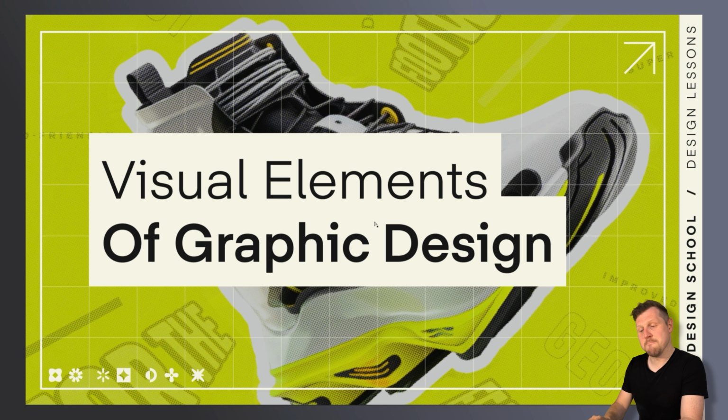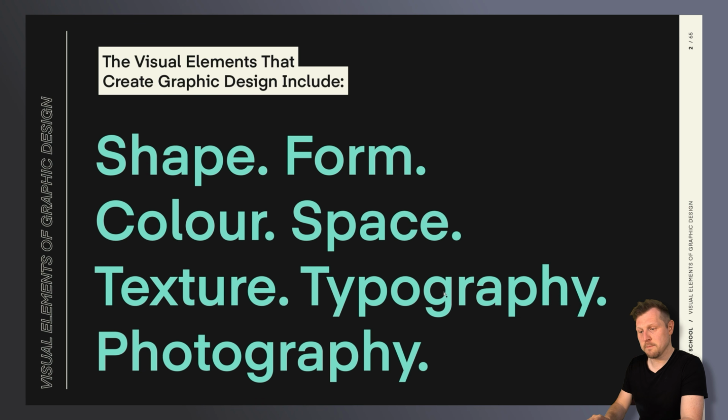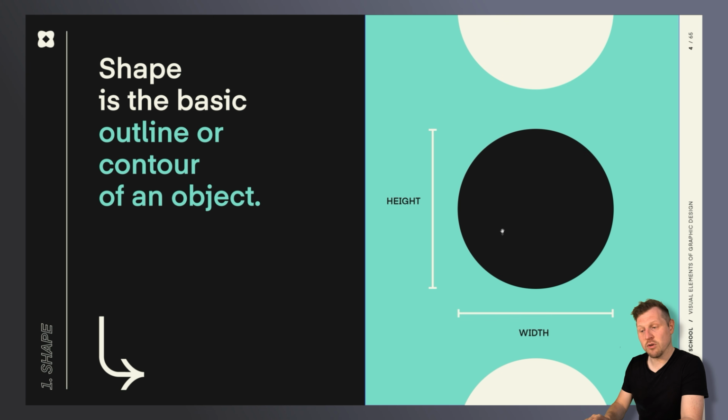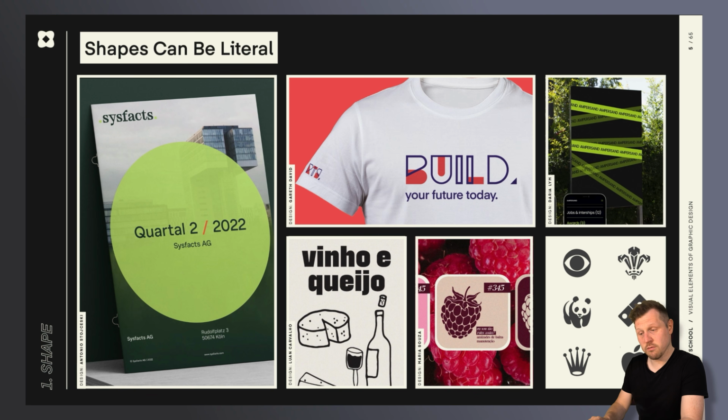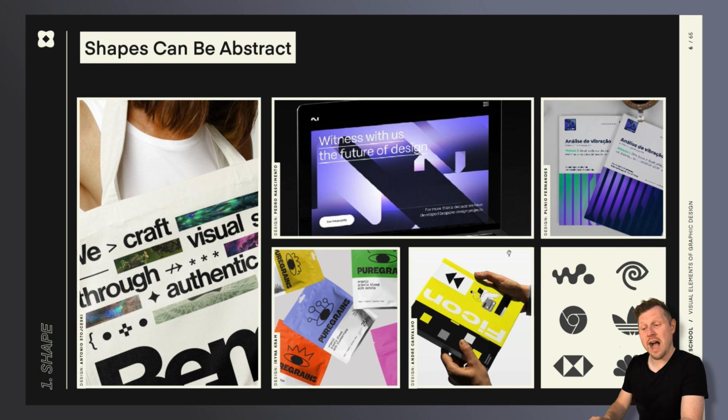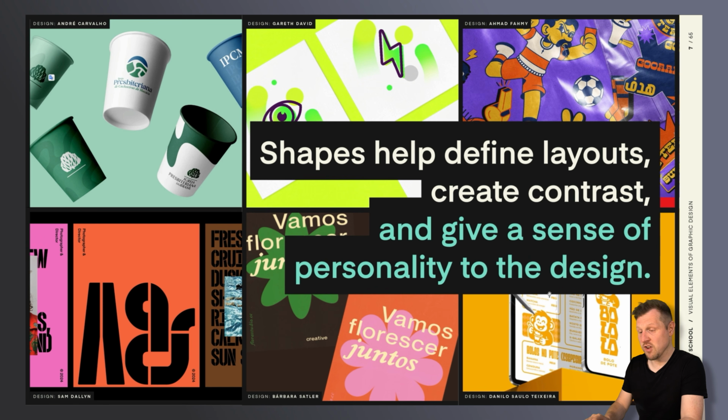So the visual elements that combine to create graphic design include the following: shape, form, color, space, texture, typography, and photography. So first we have shape. Shape is the basic outline or contour of an object. In design, we work with both geometric shapes like circles, squares, triangles, lines, and more, and freeform or natural organic shapes. Shapes can be literal, such as a circle behind a logo, or abstract, used to create patterns or movement. Shapes help define layout, create contrast, and give a sense of personality to the design.